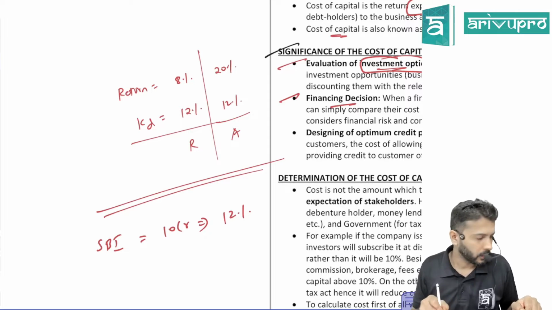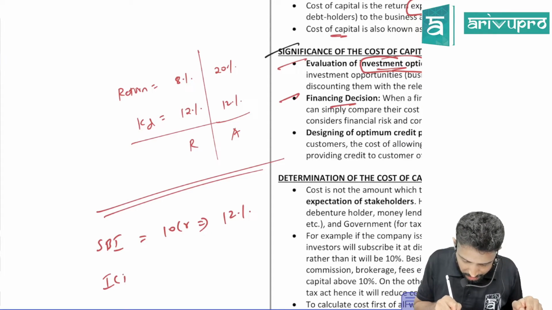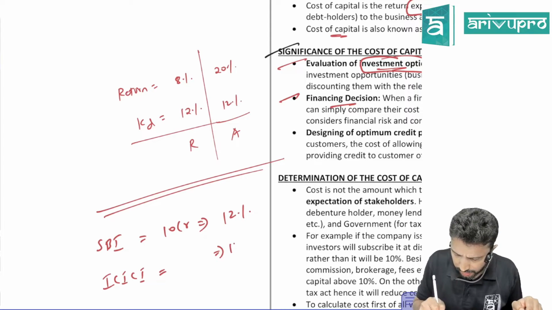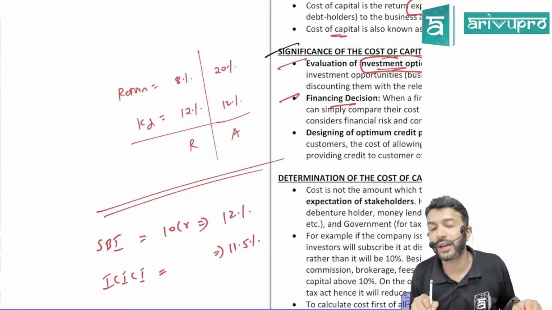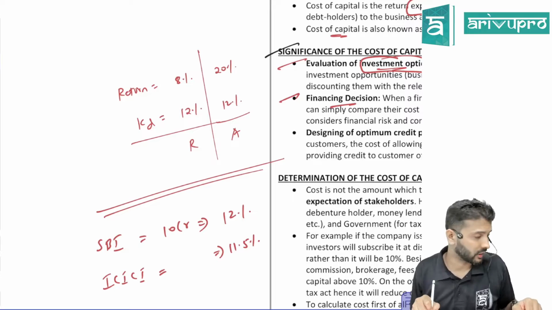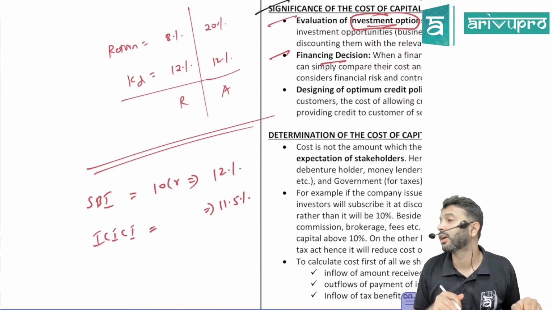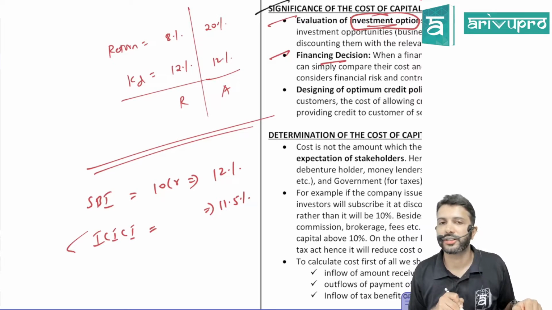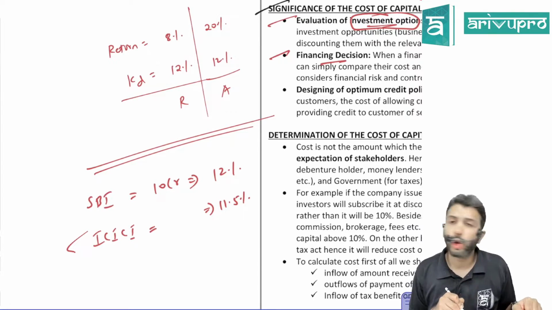We told fine. We also went to ICICI Bank and asked what is your offer? They told same loan I will give it to you at 11.5%. Now you tell me from where you will take the loan? SBI or you will go for ICICI? ICICI. Why? Lower interest rate.